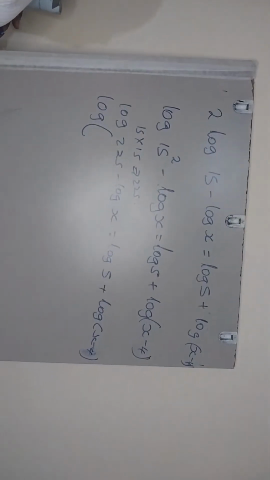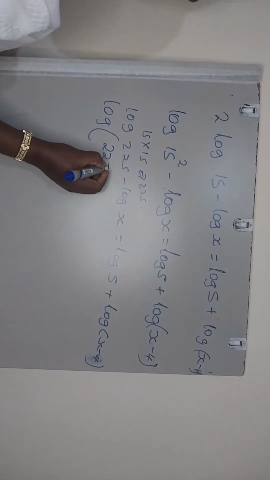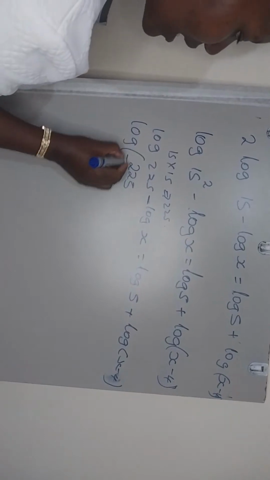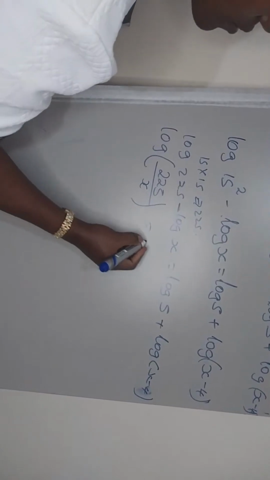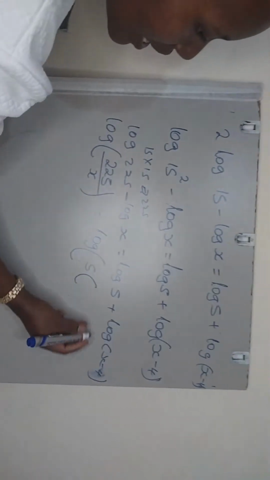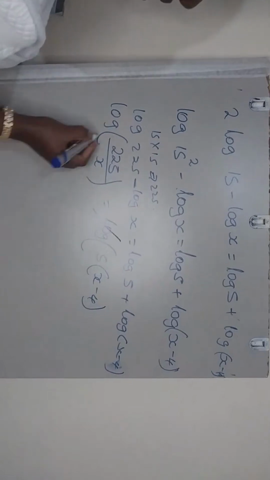Log x minus 4. Let us take out log, because it is what is common on all the logs. Log 225, which sign is here? Minus. Let the other number exist as a denominator. Over x is equal to log 5 multiplied by x minus 4. Good. Cancel logs.